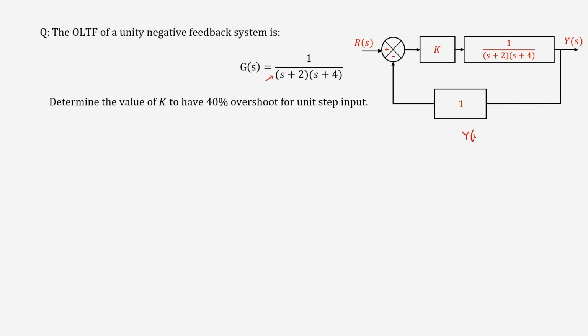It will be Y(s) by R(s), right, which will come out to be k by (s plus 2) whole into (s plus 4), by 1 plus k by (s plus 2) whole into (s plus 4). So, as a whole this is k by (s plus 2) whole into (s plus 4) plus k. So, this is the closed loop transfer function. You do not have to write it down actually, I am just trying to make a point here.